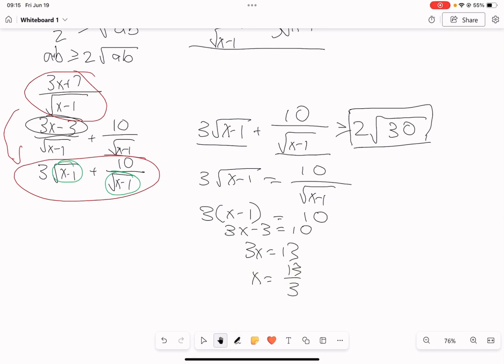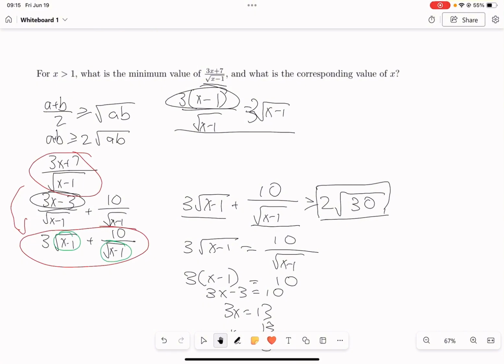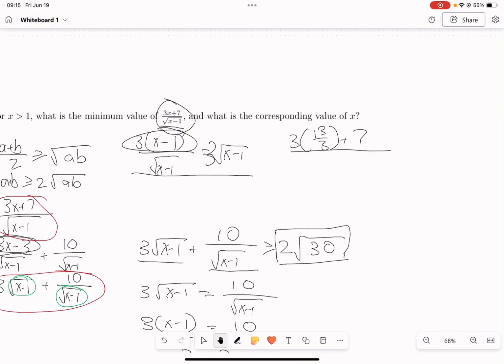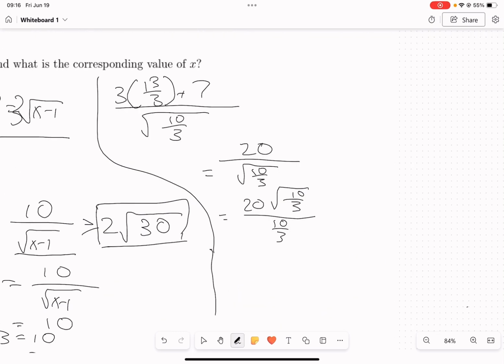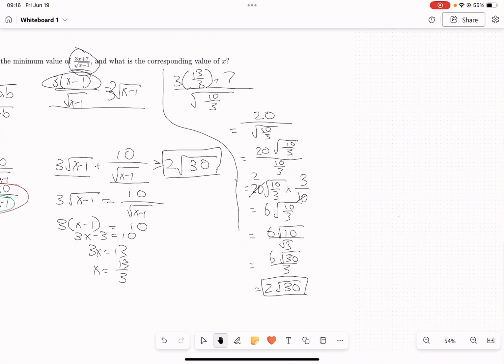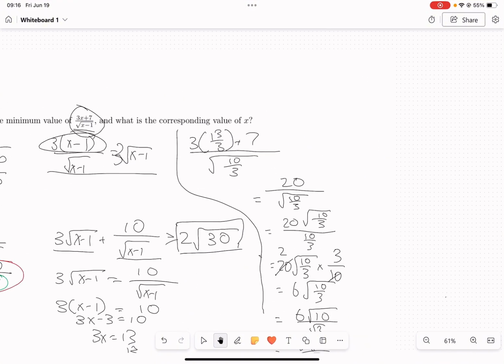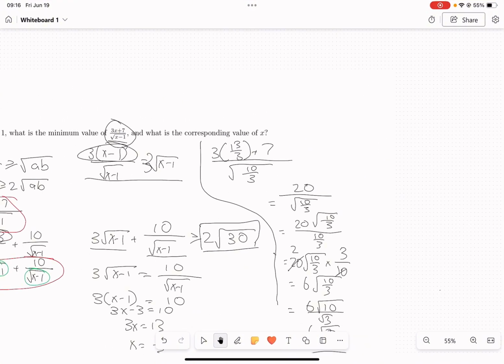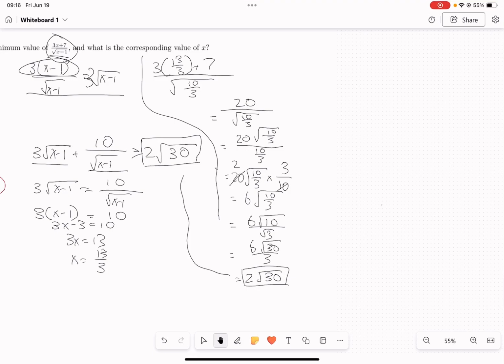And if we'd like to, we can check back by plugging this into the original expression. So we find that when we plug in 13 over 3 as x into the original expression, we do in fact get the minimum value.